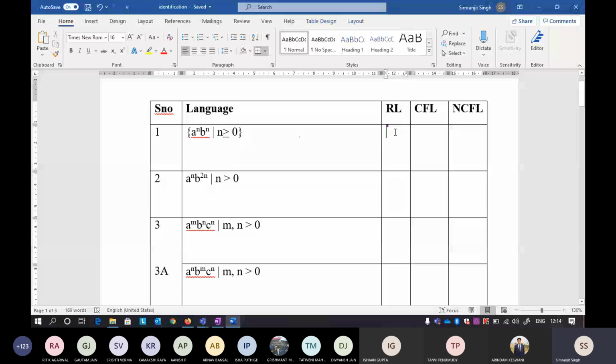The first question is based on a raised to power n, b raised to power n. It is not a regular language, if you remember. And for CFL, it's a CFL. If you remember, we were able to draw the push-down automata for this particular language, so this is a CFL as well. If it is a CFL, it is automatically a non-deterministic CFL, because NCFL is a superset of CFL. Now in this context, tell me if this is a regular one or not. You just have to reply like no, yes, yes, yes, yes, no, no, yes, yes.